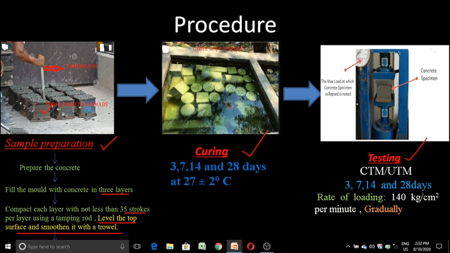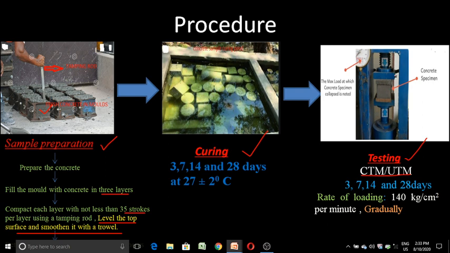The next phase of the determination of compressive strength of concrete is testing. This testing can be done using a compression testing machine, or we can say a universal testing machine. Here I have given CTM and UTM. CTM stands for compression testing machine. UTM stands for universal testing machine. You can use any one of the machines for performing the compressive strength test on concrete. So you can test the samples at 3 days, 7 days, 14 days and 28 days.